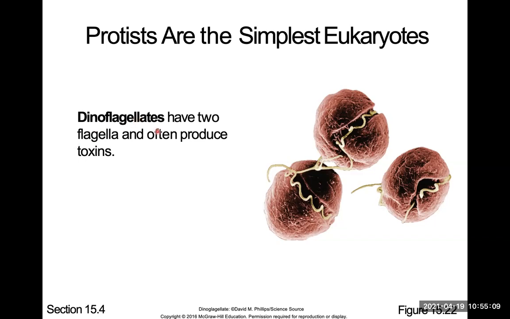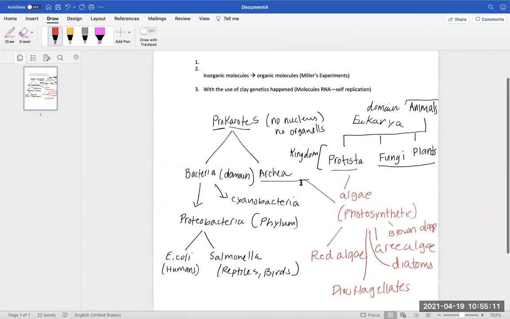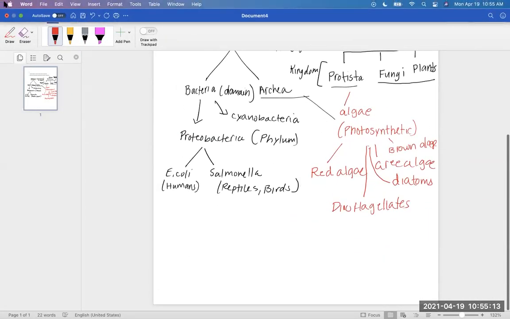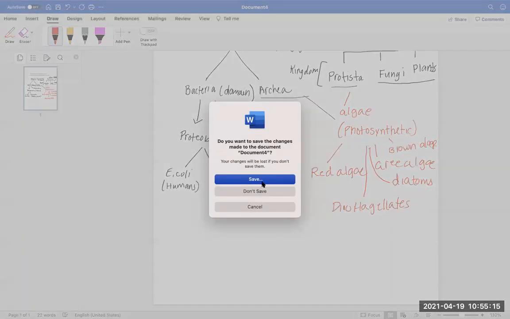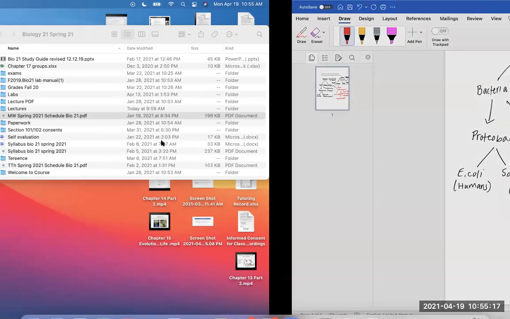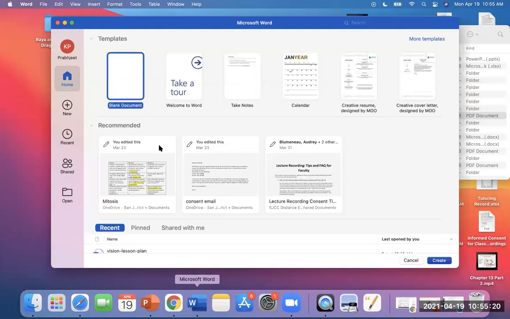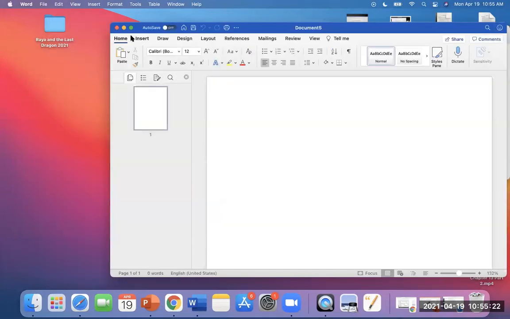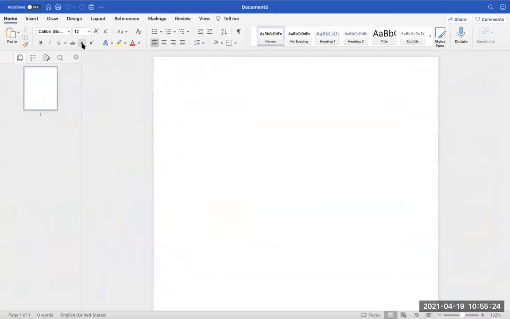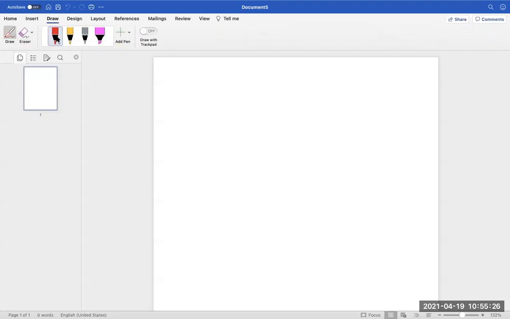So that's the first group. I kind of want to make another table for you guys. So let me make another table. So we are covering Protista.